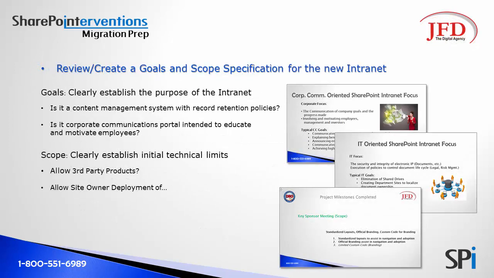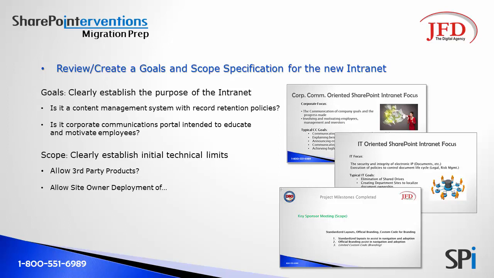Again, we start with reviewing or creating a goal and scope specification for the new intranet. If you already have these and they're not changing, that's great. Otherwise, we need to create them. The goals statement establishes the purpose of the intranet at the 40,000-foot level. Is it a content management system? Is it a corporate communications portal? Is the focus process automation?